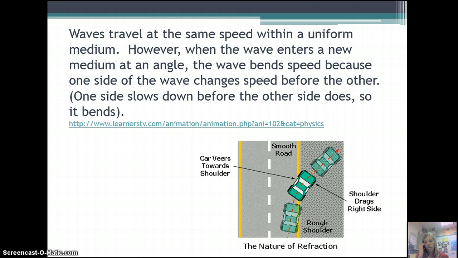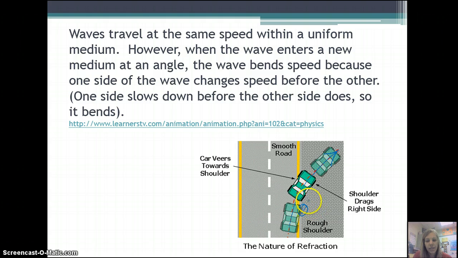So again, talking about movement of something and thinking about this as an energy wave, here we've got a car traveling and it hits a rough area on the side of the road. Those wheels are going to get slowed down here, and therefore it's going to change the direction of the car. And this is exactly what refraction of an energy wave does.